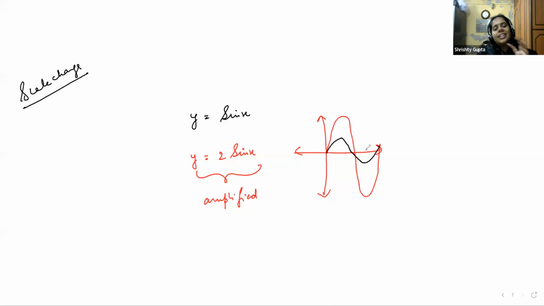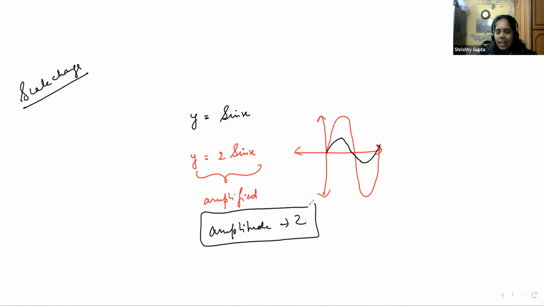My graph was something like this. Now my graph has amplified, or I can say that the amplitude of the graph has increased. So the amplitude of the graph, instead of 1, now becomes 2. So this is what the scale change part is.